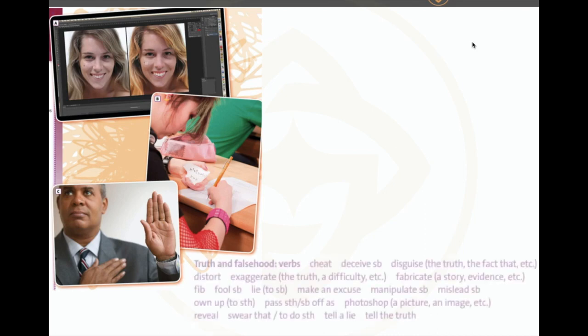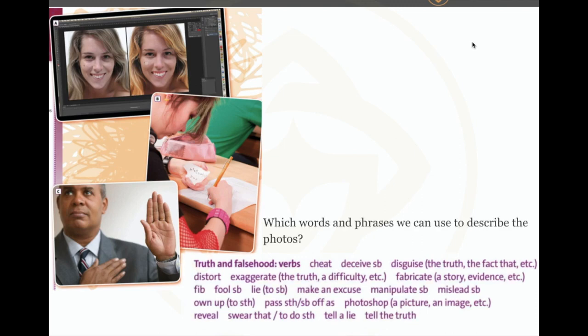Now let's turn back to our photo, the pictures. Okay, so in this picture, guys, which words and phrases we can use to describe these photos? For example, the verb cheat. Yes. Which picture? Yes, this is picture B. And now let's start from picture A.